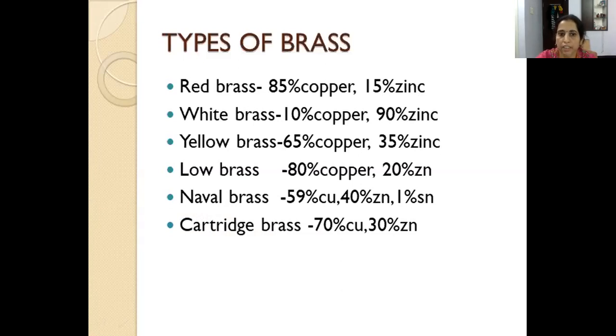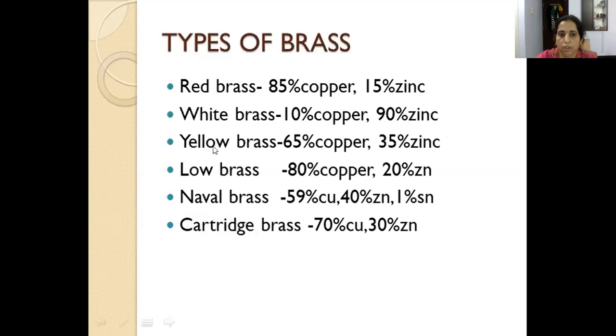Next you have the white brass. As the name itself indicates, it consists of less copper. It consists of only 10% copper, and it has 90% zinc. So it is more zinc than copper. Due to the addition of copper, zinc's properties are changed. It becomes harder. It is used for many decorative items.